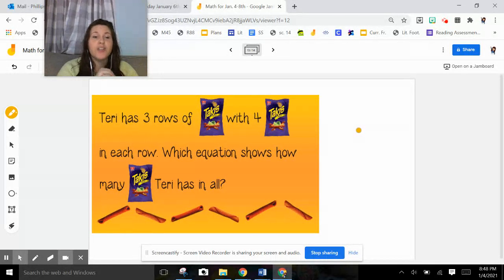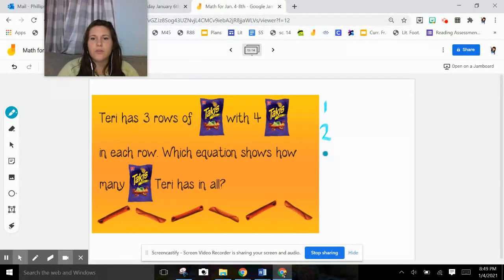Which equation shows how many Takis Terry has in all? So you're going to find the equation that goes with that. First thing that we're going to do, I'm going to grab a different color so it shows up. It says Terry has 3 rows. So I'm going to label my rows. Remember, rows go side to side. So there's row 1, row 2, and row 3 going side to side right there.